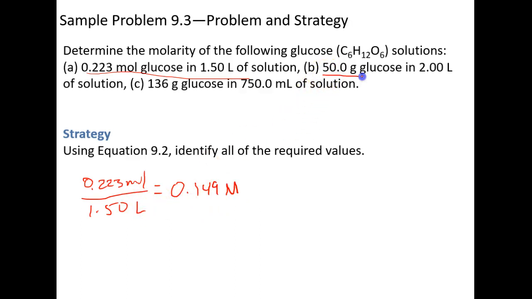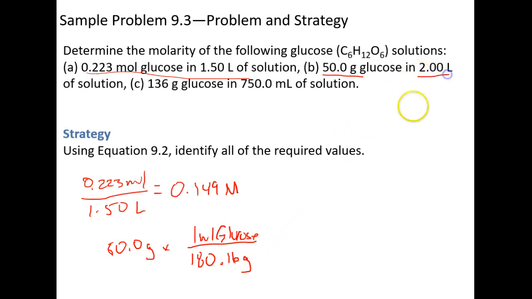In this case, notice you're given grams, and you want to find the molarity. So what do you do? I think you've got it figured out. You're going to take the grams and first convert it to moles. 1 mole of glucose, now I would give you the chemical formula of glucose. It's, I believe, C6H12O6, and I think it's 180.16 grams. So that converts it into moles, and then once you get that, you'll divide it by the liters.